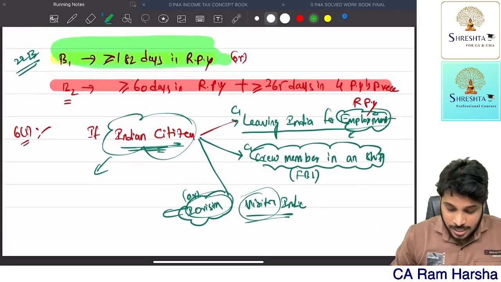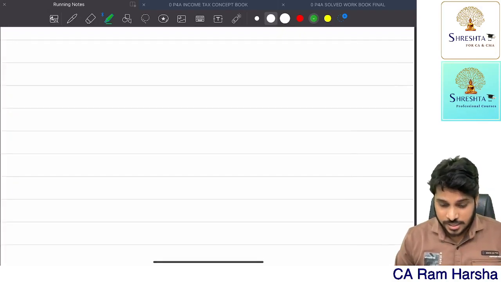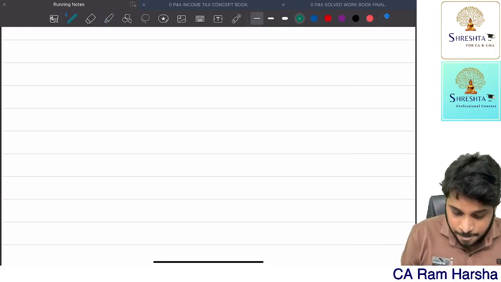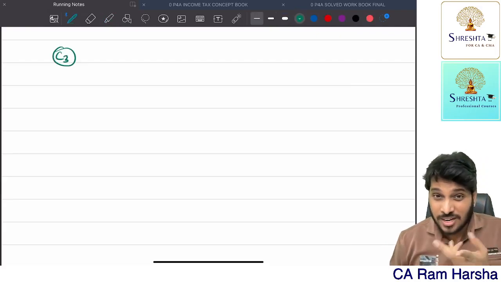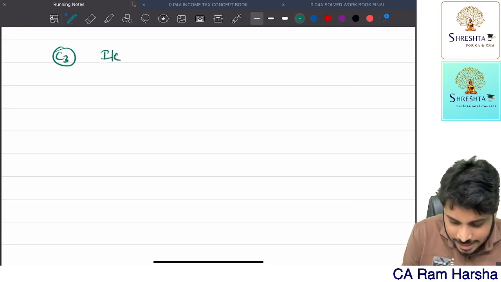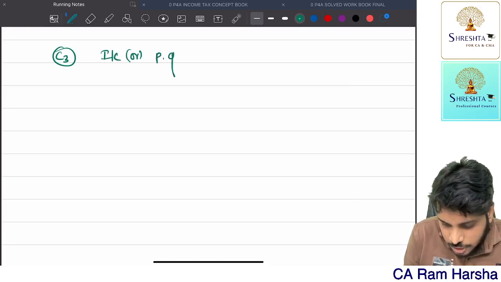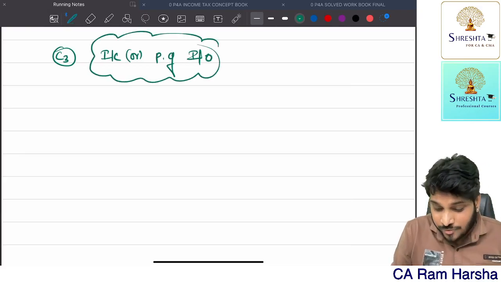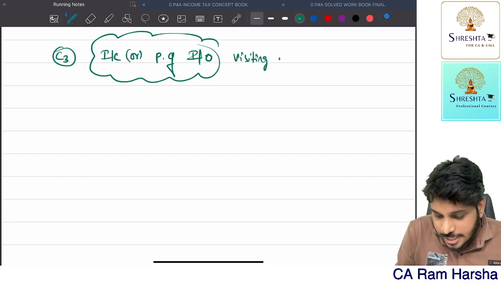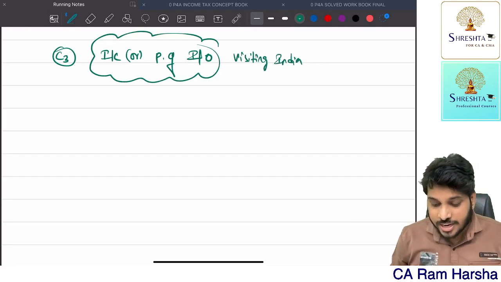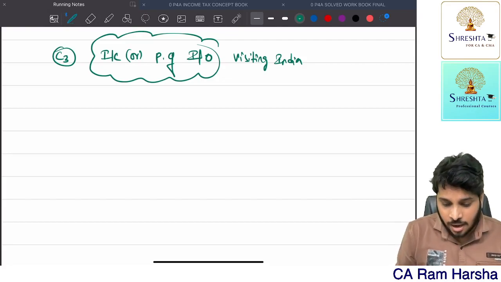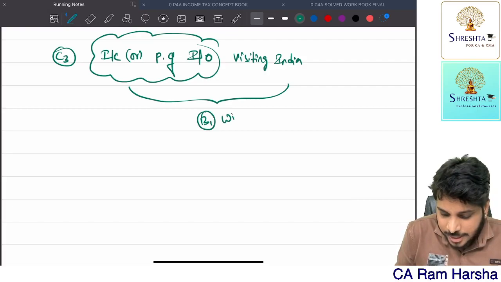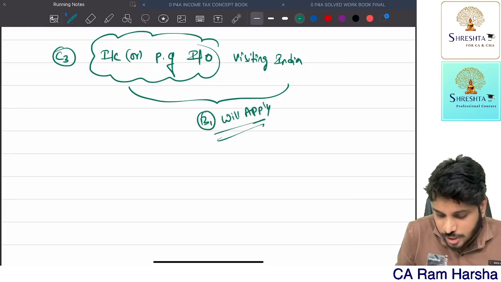Now, there is an amendment in the Finance Act 2020. It was almost 3 years ago. 2 years ago, the amendment was. Now, I told, right, case number 3. What is case number 3? Indian citizen or person of Indian origin visiting India. For him, what I told you, for him only basic condition 1 will apply, right? This is what I told, right?